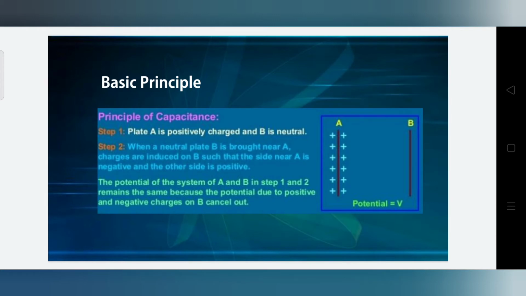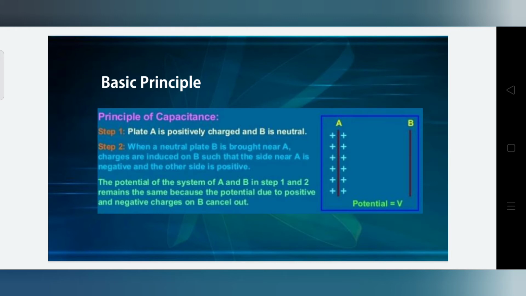Then, basic principle. The basic principle of capacitance is, step number 1: plate A is positively charged and B is neutral. When a neutral plate B is brought near A, charges are induced on B such that the side near A is negative and the other side is positive.